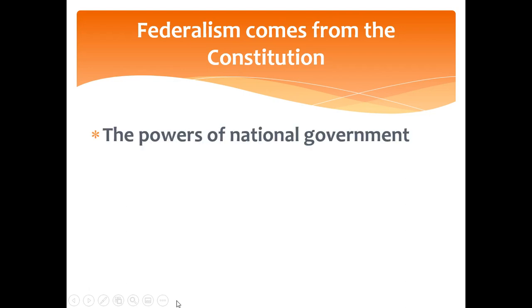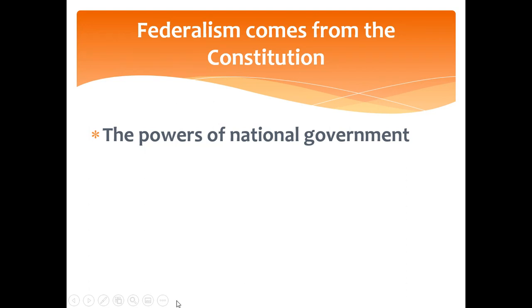So the powers of national government. How many expressed powers did I say Congress had? Are these not expressed, these enumerated? Congress has 17 enumerated powers. Some of these include the power to collect taxes, the power to coin money, to declare war, to regulate commerce. Where are all these powers going to be found? Article 1.